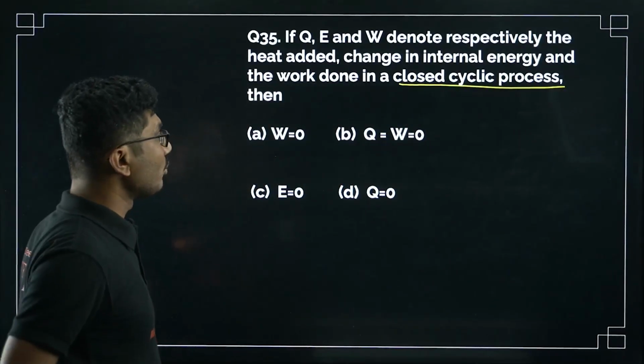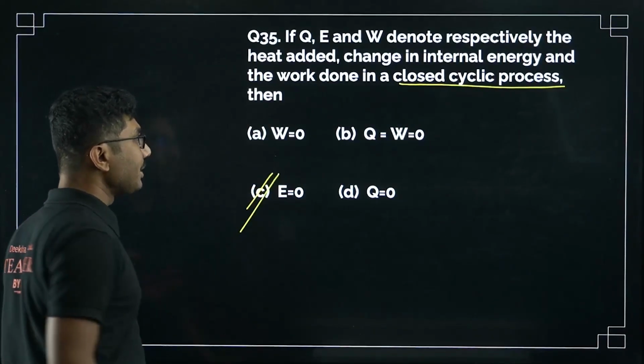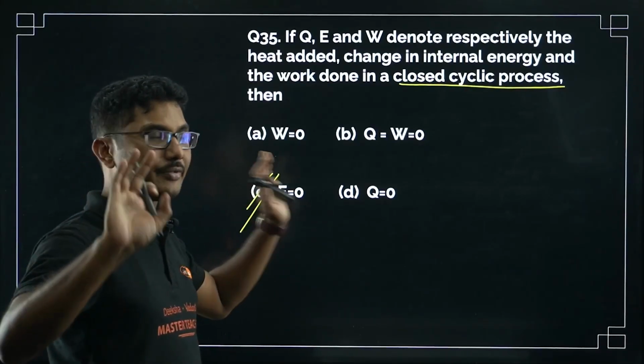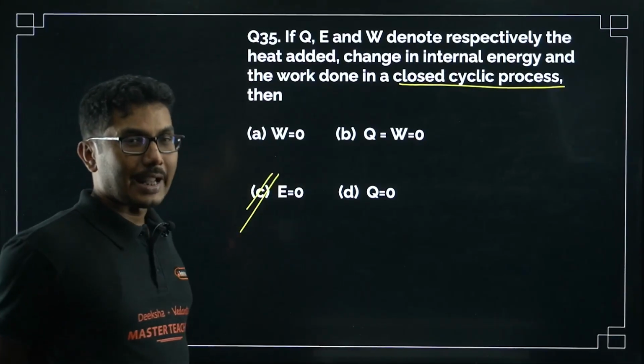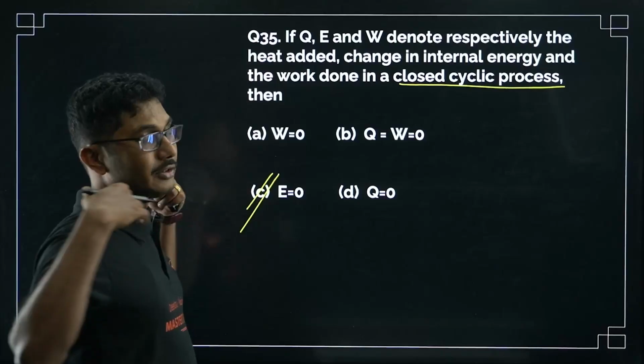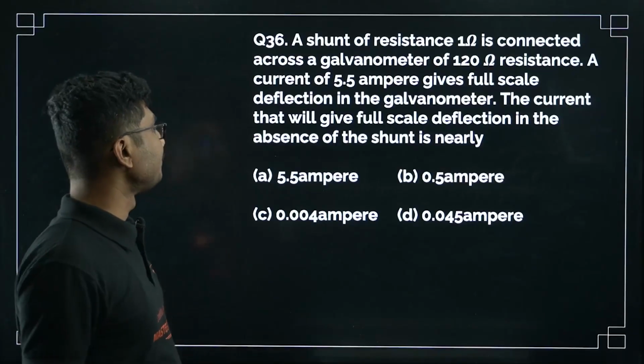Okay, closed cyclic process means internal energy change will be 0, no question asked. Everything else can change, but the total internal energy change will be 0.